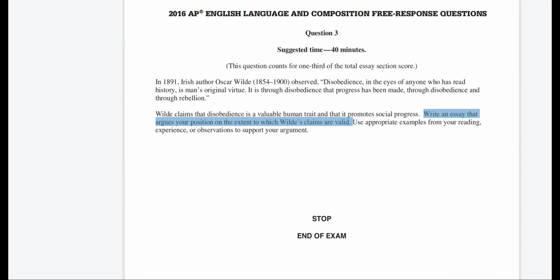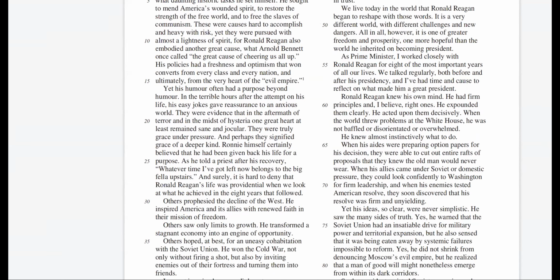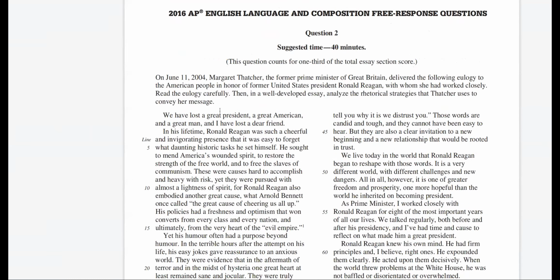And then how about question 2? Question 2 is something like this. You're going to read a passage, and based on the passage, you're going to do this: in a well-developed essay, analyze the rhetorical strategy that Thatcher uses to convey her message. So basically, we're going to work on two separate jobs. One is what kind of rhetorical strategies I can identify from the passage. The other is the message Thatcher uses them to convey. So we need to identify what her message is.